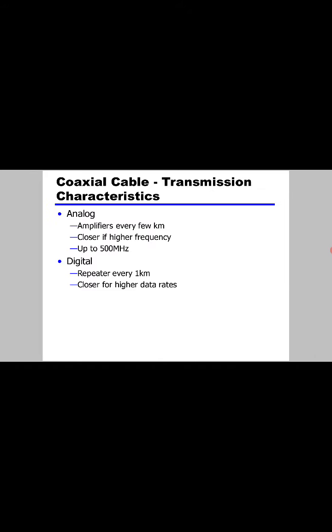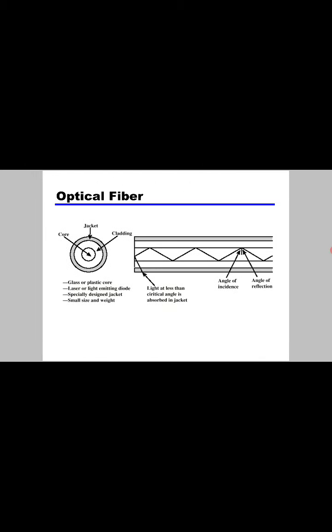So what are the characteristics? In analog signals, amplifiers are required every few kilometers, closer if the frequency is higher, and in digital signals, repeaters are required. So the third cable is optical fiber. What is optical fiber?